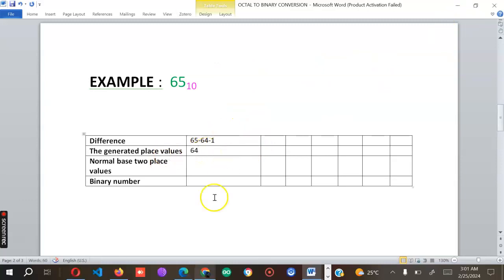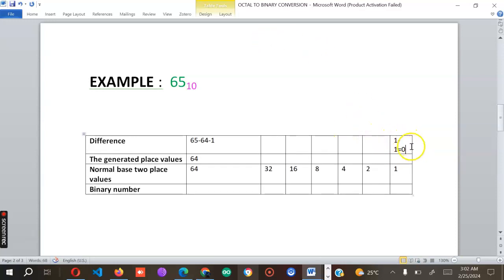So the number is 64. Therefore, the place values have 64 followed by 32, 16, 8, 4, 2, and lastly the 1. As you can see, there is no number that is near to 32, so you jump that, you move to 16 the same, 8 the same, this one the same. But if you look at this one, 1 is the remainder. So 1 minus 1 will give you 0.